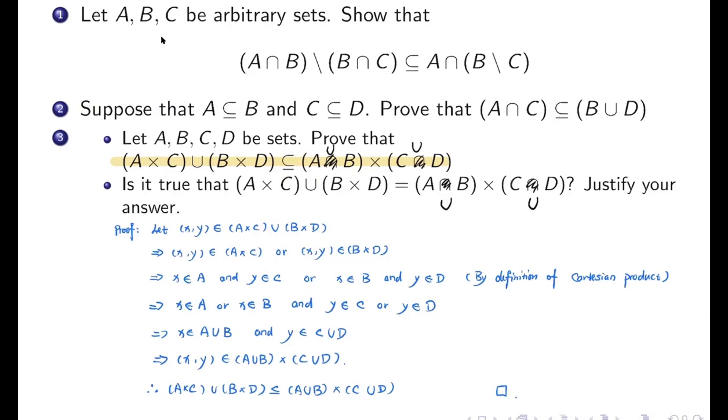You don't understand the logic? Review the definition of Cartesian product. So basically, Cartesian product means this. If we have (x, y) in A Cartesian product B, that just means x is an element of A and y is an element of B.